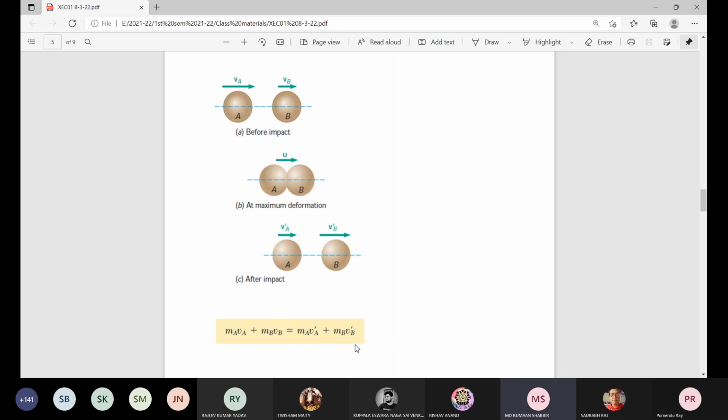Coefficient of restitution. If the impact is perfectly elastic, then there is no loss of energy. And if there is perfectly plastic impact, in that case, there is no separate existence of VA dash and VB dash. It will be a common velocity. Suppose it is V. So MA VA plus MB VB is equal to MA plus MB multiplied by V.